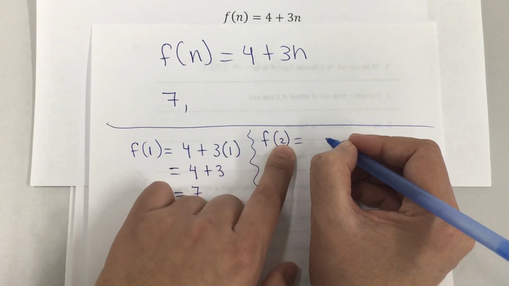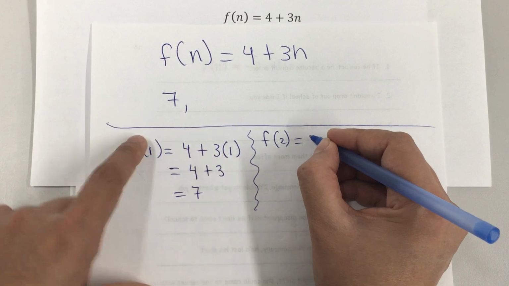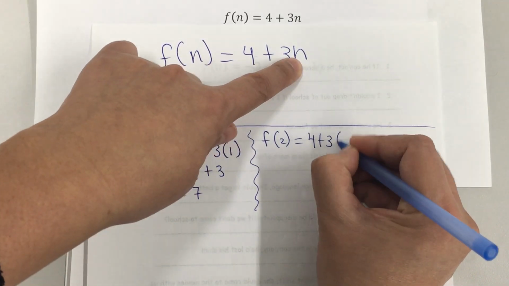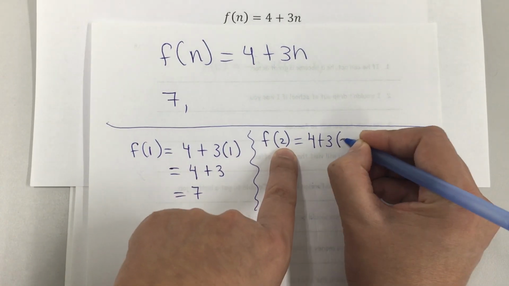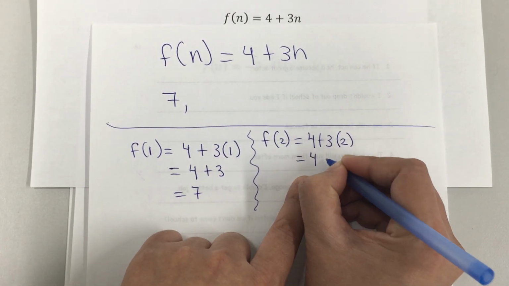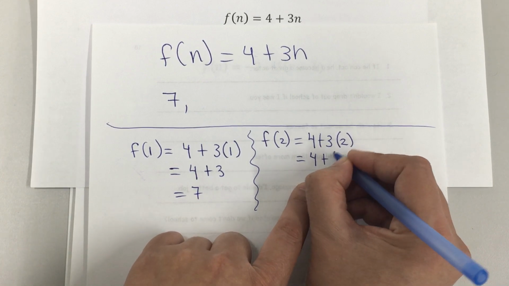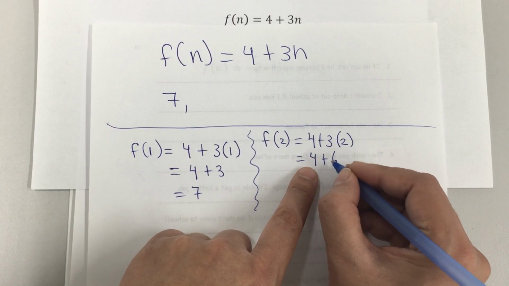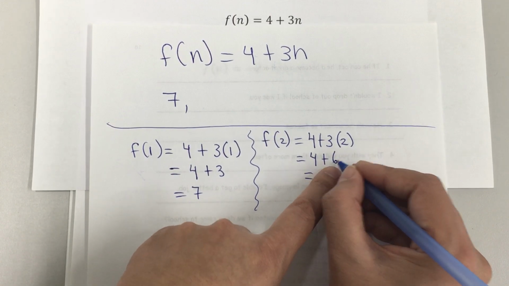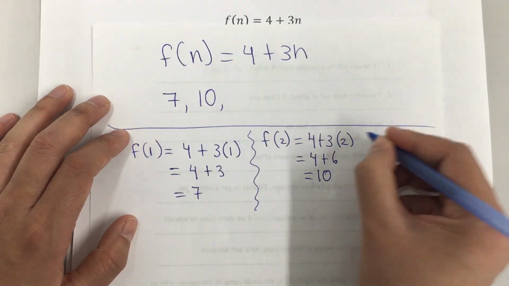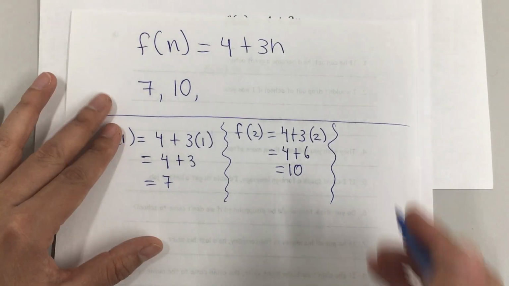Now we have f of 2 for the second term. So it's going to be 4 plus 3 times 2, because we're looking for the second term. We multiply 3 times 2 is 6, we bring down the 4, and 4 plus 6 is 10. That's my second term. We do one more.